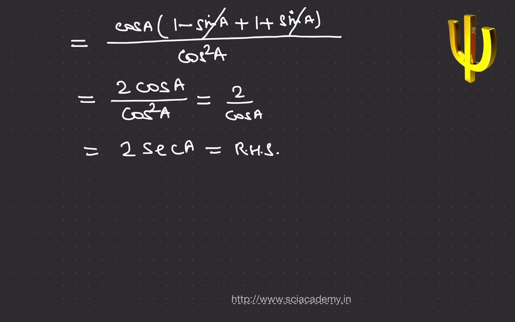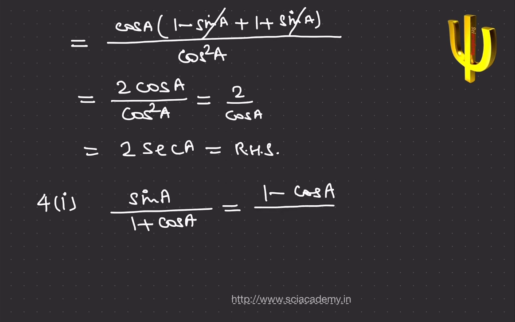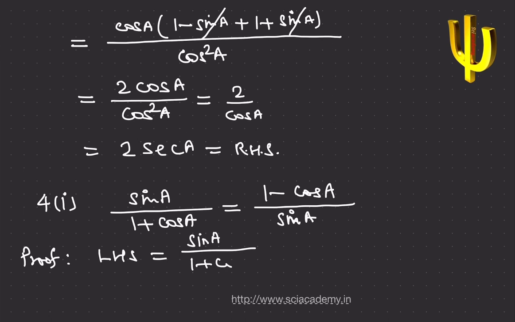Now further question number 4, we have to prove that sin A divided by 1 plus cos A equals 1 minus cos A divided by sin A. So we have to prove this. How can you prove? So let's start. So proof is like this. Let LHS equals sin A by 1 plus cos A.